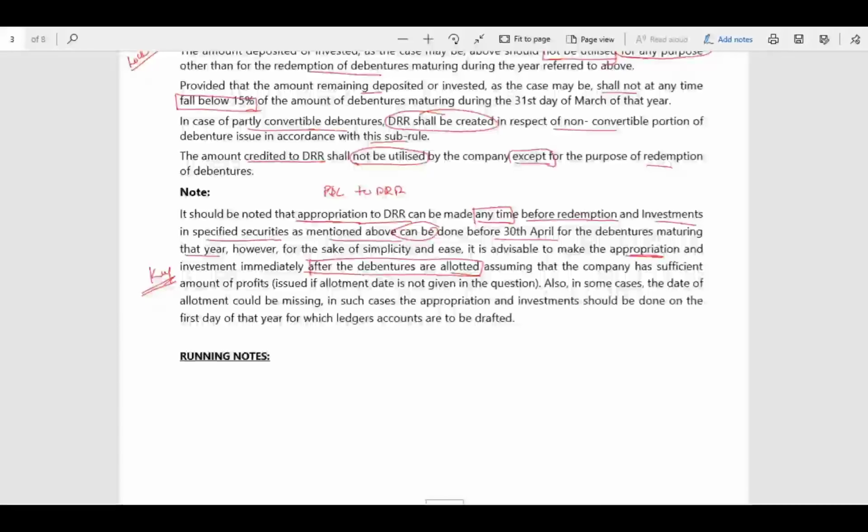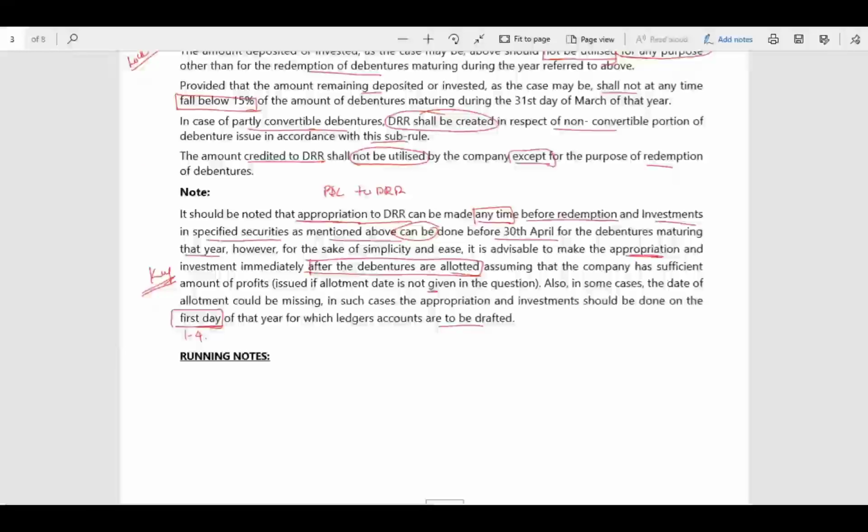Also, in some cases the allotment date is to be looked at, and there should be a sufficient amount of profit. If the allotment date is not given in the question, in some cases the date of allotment could be missing. In such cases the appropriation and investment should be done on the first day of that year, that is 1/4 of that year in which the ledger accounts are to be drafted.